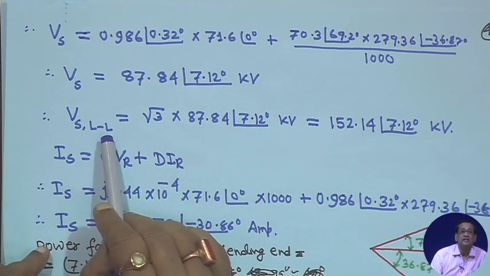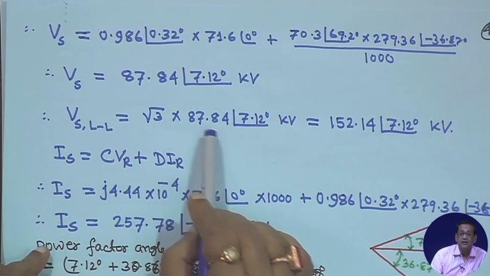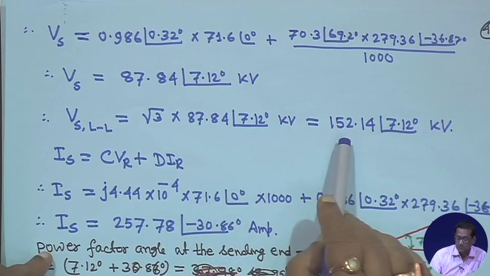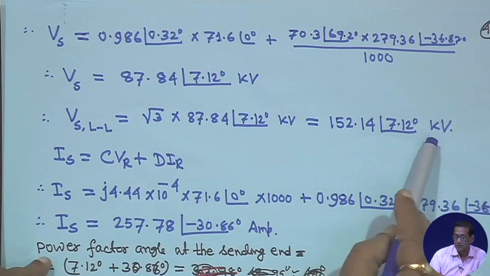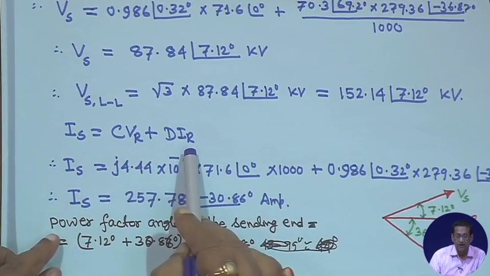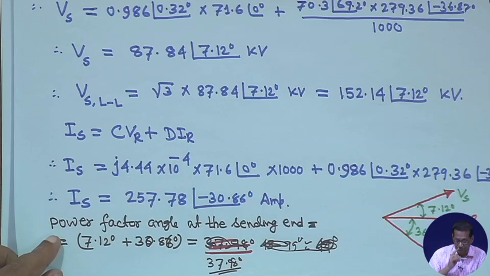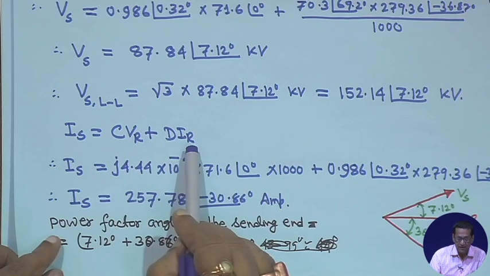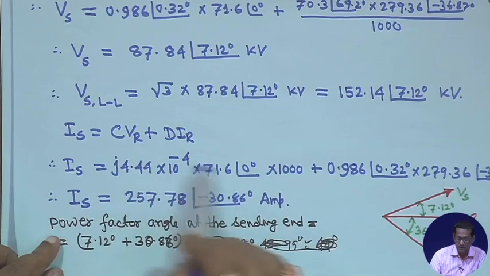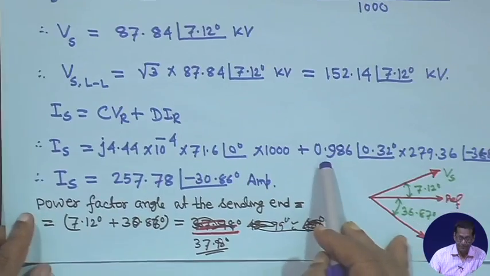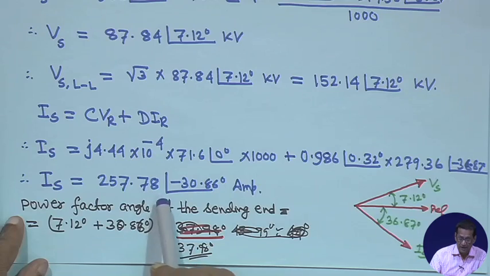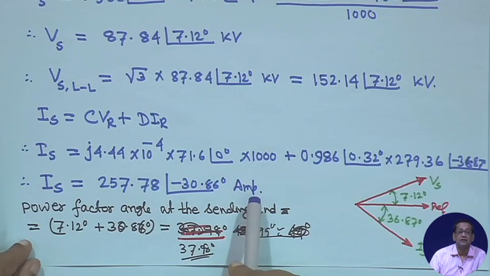So, sending end voltage line to line means root 3 into 87.84 angle 7.12 degree kilovolt, that is 152.14 angle 7.12 degree kilovolt, right. Now, sending end current Is is equal to CVR plus DIR, C and D both have been computed, right. And VR is known, IR also known, so all these values you substitute here and compute, you will get Is is equal to 257.78 angle minus 30.86 degree ampere, right.